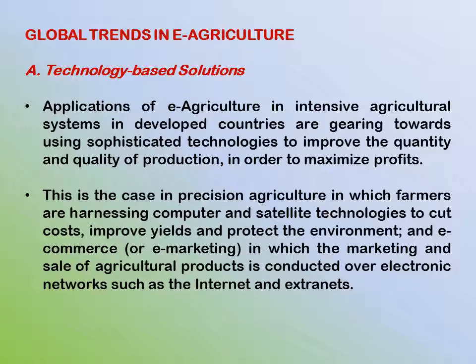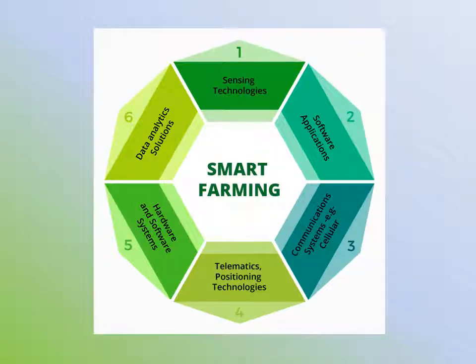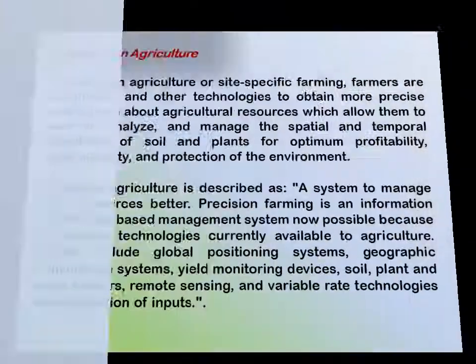So this is the case in precision agriculture, in which farmers are harnessing computers and satellite technology to cut the cost, improve yields, and protect the environment. E-commerce, in which marketing and sale of agriculture products is conducted over electronic networks such as internet and extranet. Precision farming, again, is where everything is controlled. We'll discuss it in a few slides. Then smart farming: how telematics, communications, software applications, sensor technology, and data analysis are all going to work together.